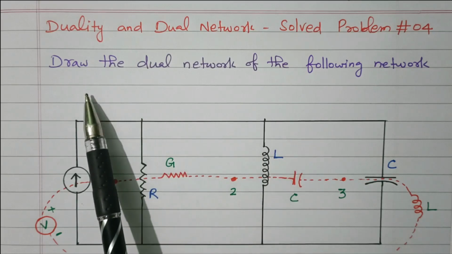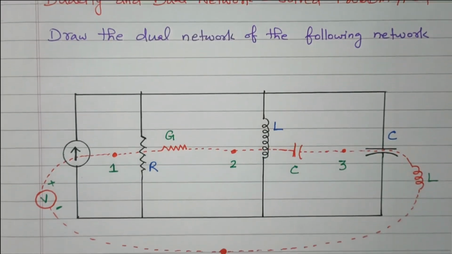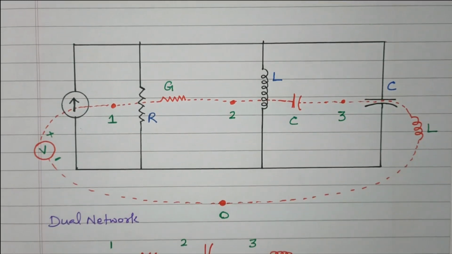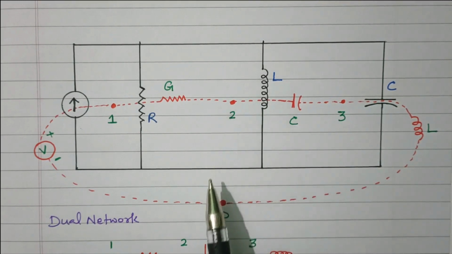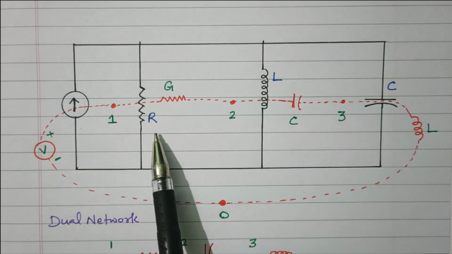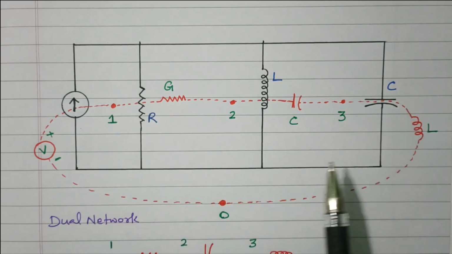Now we'll go to the topic. Draw the dual network for the following network given. So this is the network given in the problem. We need to draw the dual network. This black color is the original network. The red color is the dual network. So here we have the current source available. Resistor, inductor, capacitor are connected in parallel.